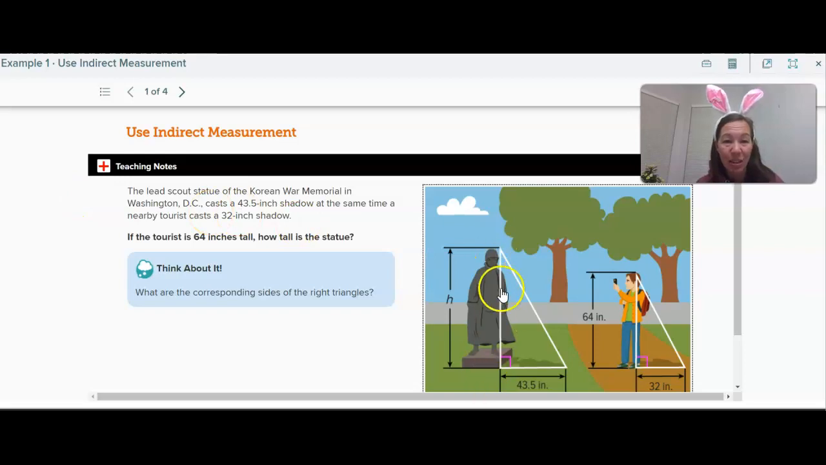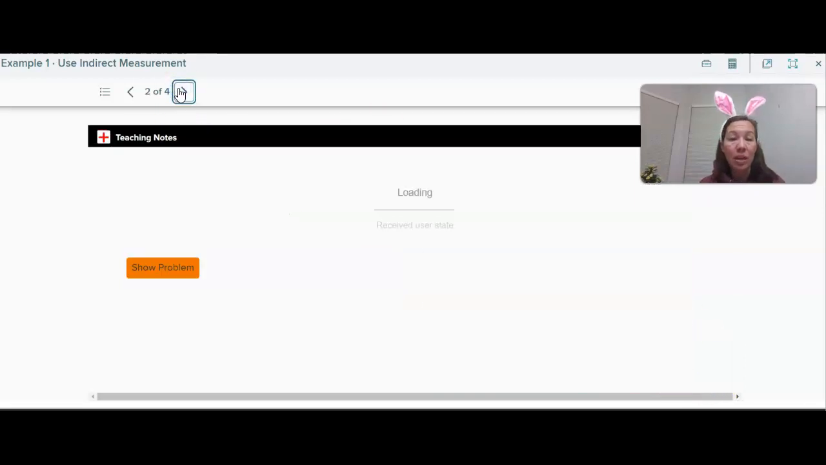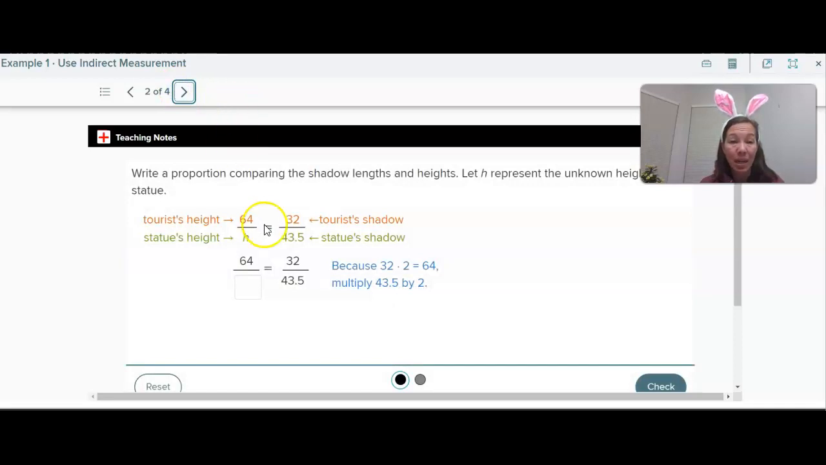The lead scout statue of the Korean War Memorial casts a shadow, so we can measure the length of this shadow. This nearby tourist that's 64 inches tall casts a 32-inch shadow. So how tall is the statue? Well, again, we'll assume these angles are congruent because they're in the same location, so the angle of the sun will be the same. And these are both right angles, so these are both congruent, two pairs of congruent angles, so these triangles are similar. So if they are similar, then we can set a proportion to solve for the missing height.